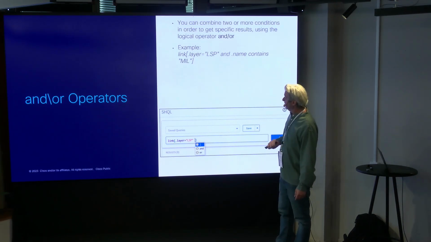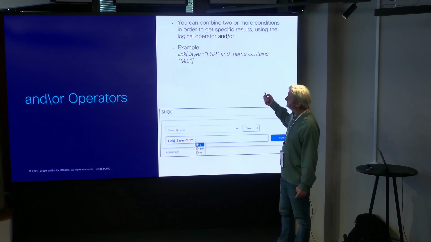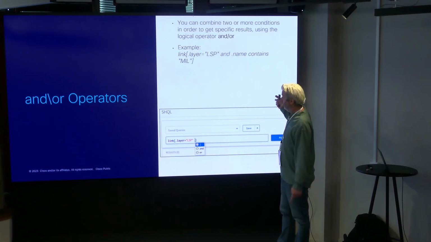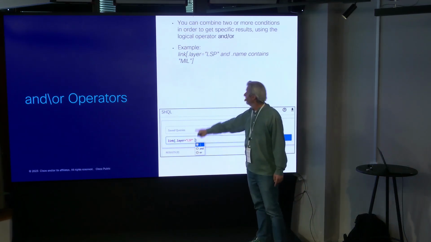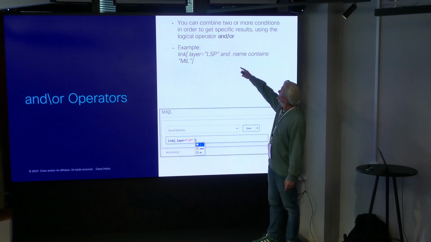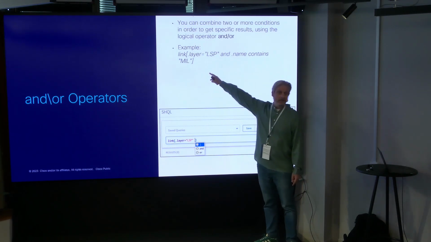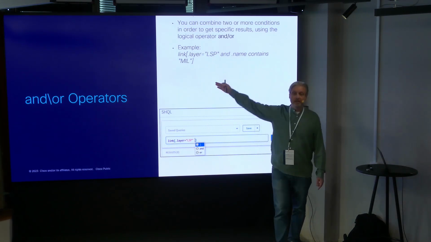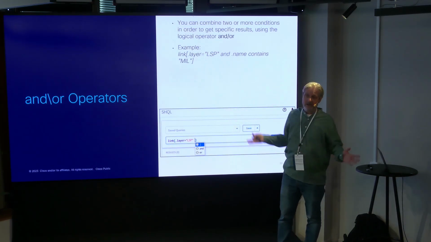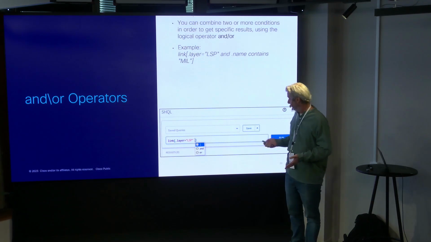In this case, you can see that I was playing with the AND or operands. Okay, so we have the links. I want a link layer LSP, and the name contains Milan. Okay, so it brings all links, LSP links, that are containing Milan inside.